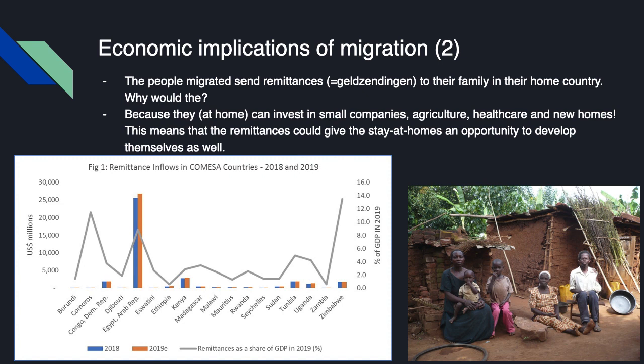The people that migrated often send remittances, which are geldzendingen, to their family in their home country. Why should they do that? Well, of course, they do that because the people at home can use that money to become more independent from the state or more independent from their agricultural production, and that helps them to become richer.